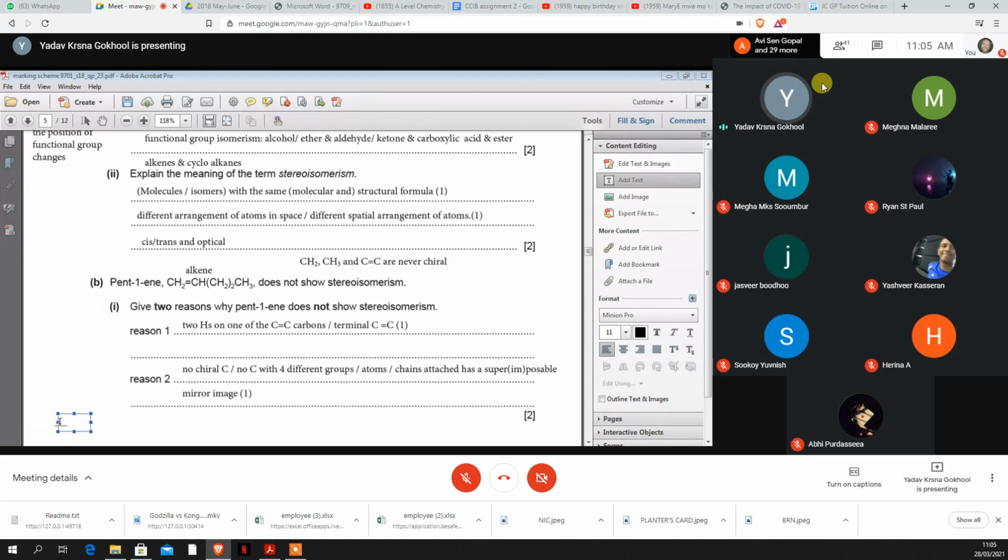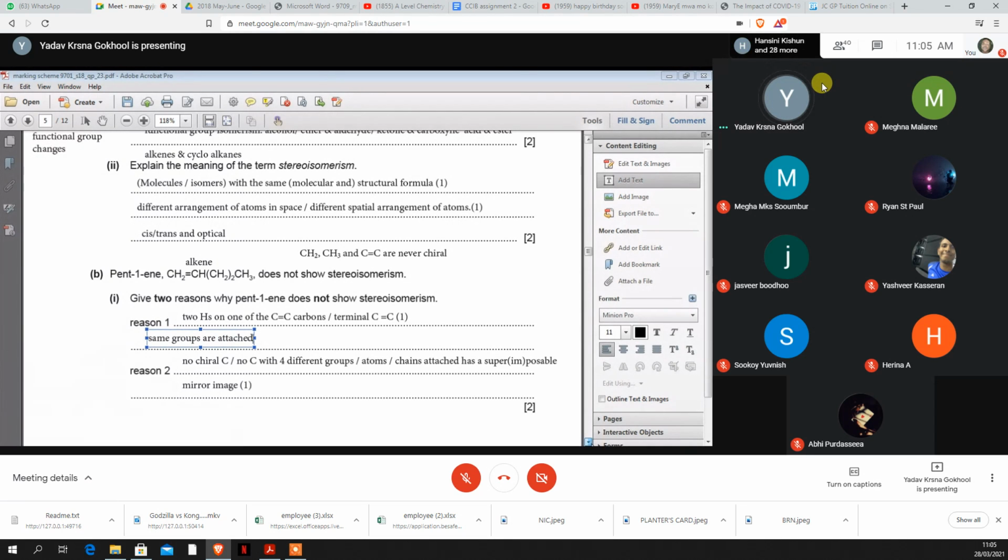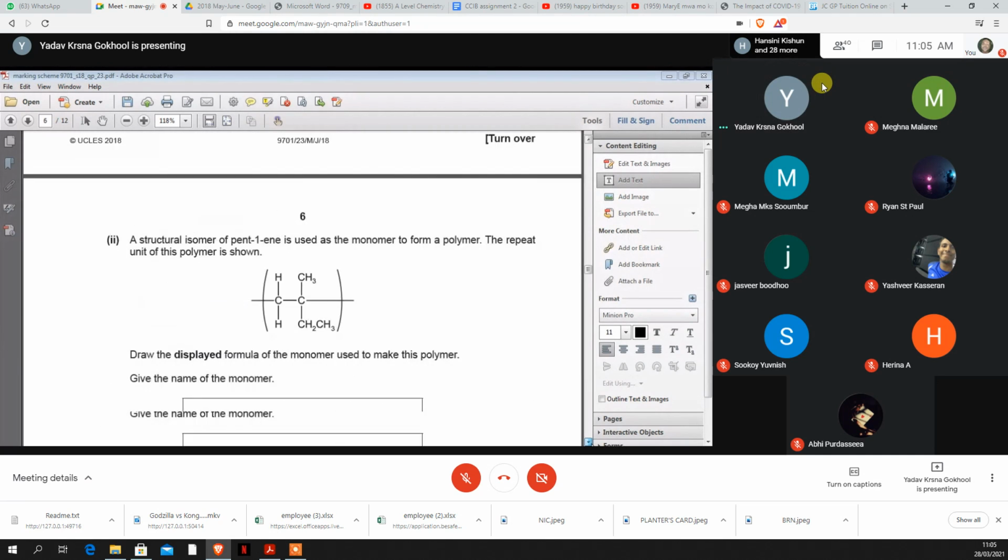Also, for cis-trans to be present, we need to have, I write it like that, to be present. I'm not going to write it down. Why waste time? Okay, it is already here. We should not have the same groups. So same groups are attached. Okay, yeah. Now we can move on.